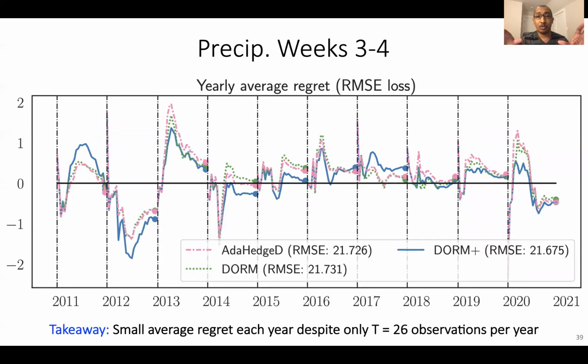Now, zooming back out to this yearly plot, we see that actually year after year, we're observing small average regret, despite only having 26 observations per year. That's very much in line with our goals. And in fact, in several of the years, 2011, 2012, 2014, 2020, for instance, we're achieving negative regret, that is better performance than the best input model.